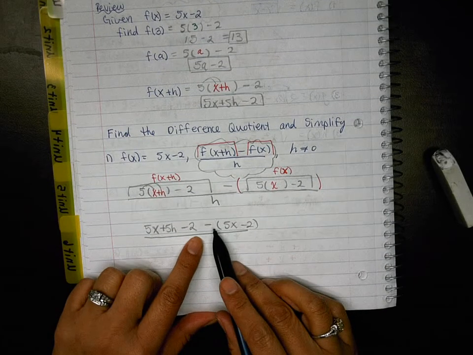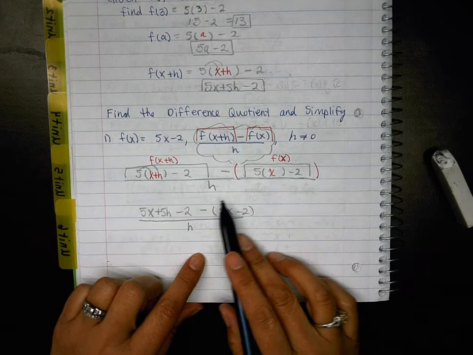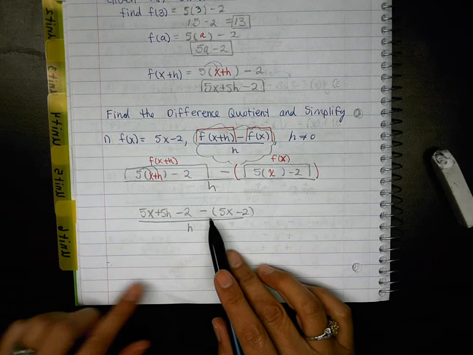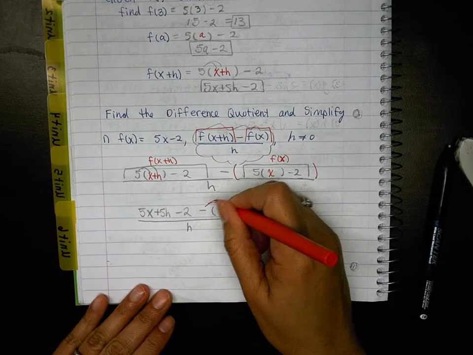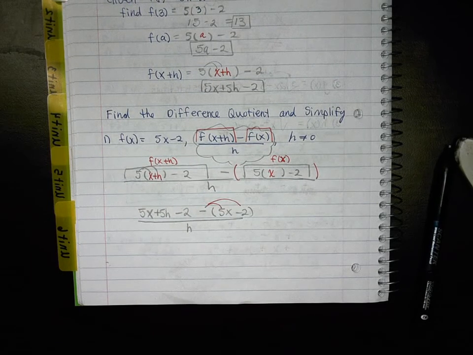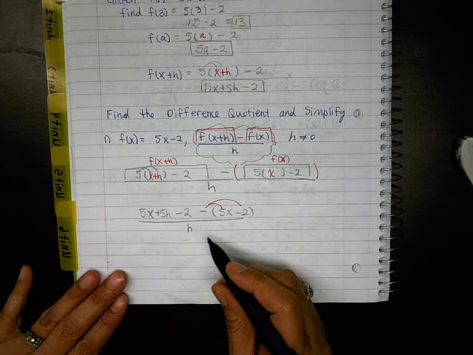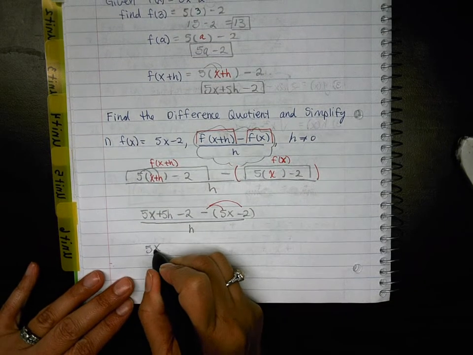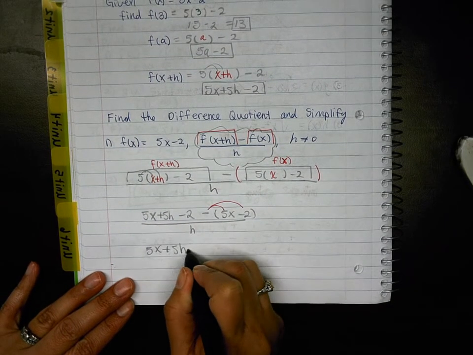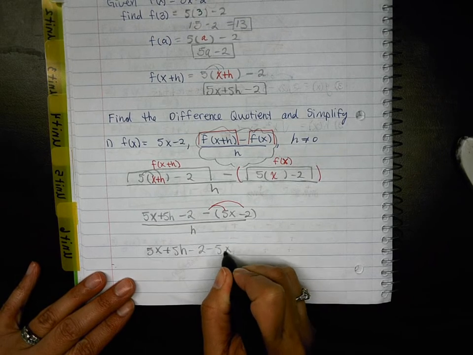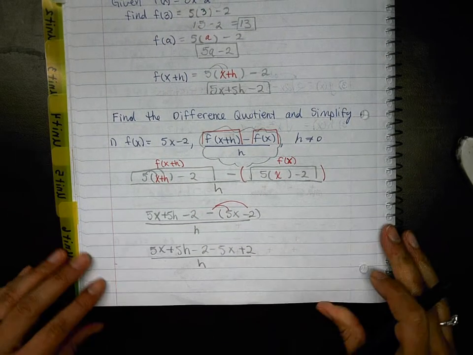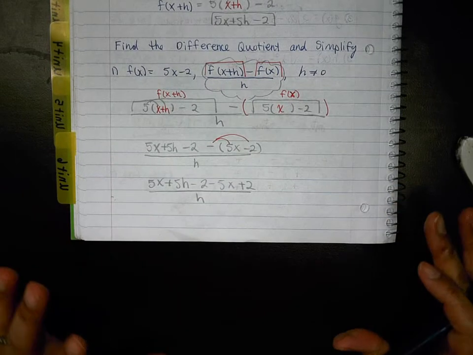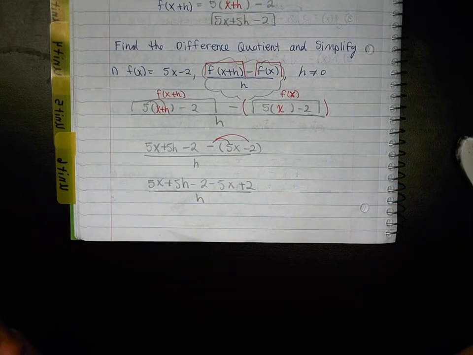What am I going to have to do? I said it earlier. The whole reason I put those parentheses there was to remind you to do what with that negative sign? Distribute. All right, you guys need to be paying attention. 5x plus 5h minus 2 minus 5x plus 2 all over h. At this point, you should be able to combine like terms, and a lot of things usually cancel out at this point.